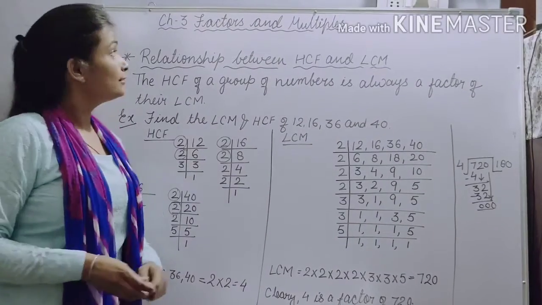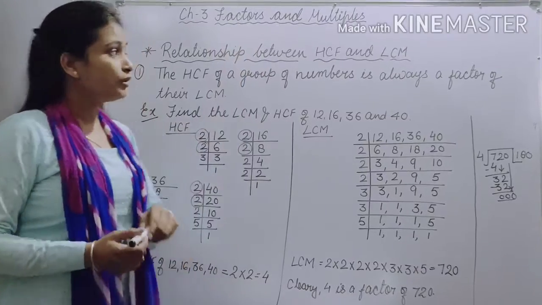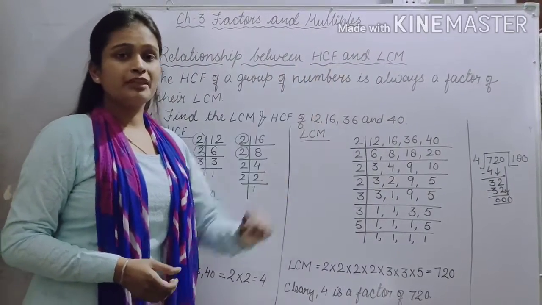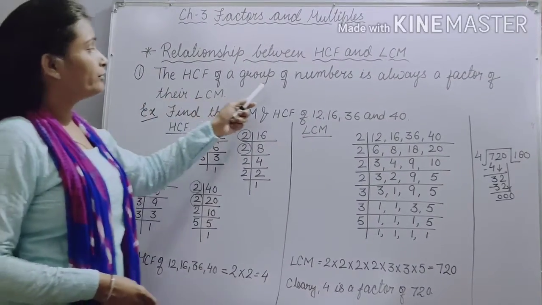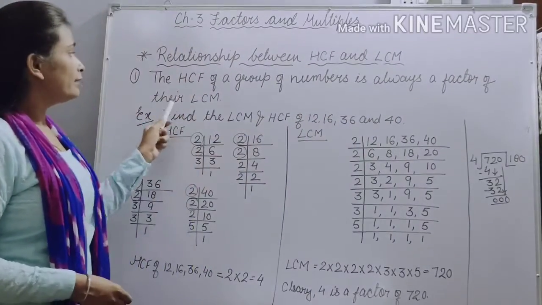So good morning students. As we had started chapter number 3, factors and multiples, today we are going to start the relationship between HCF and LCM. So here is point number 1. The HCF of a group of numbers is always a factor of their LCM.